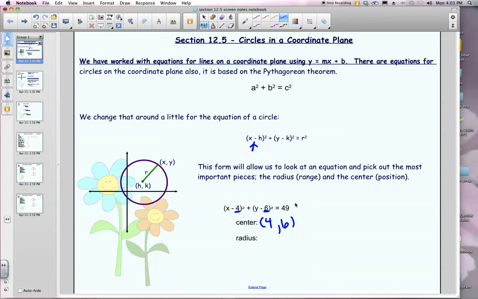Then to find the radius, the value on the other side of the equal sign is the radius squared. So 49 equals the radius squared. So to find the radius, you simply take the square root of 49, and the radius in this case would be 7 units.